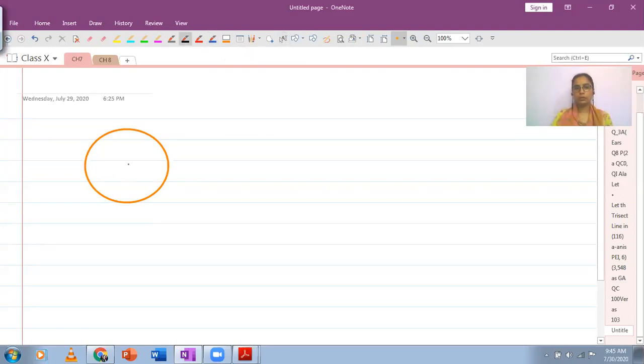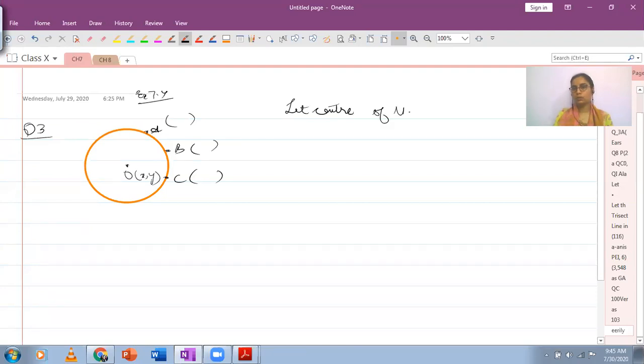So this is what we have, and what we're going to do is let the center of the circle be O, with coordinates x and y, and there are 3 points on the boundary. You can just mark them anywhere, it's up to you. Write down their coordinates, and write down, let the center of the circle be O(x, y).